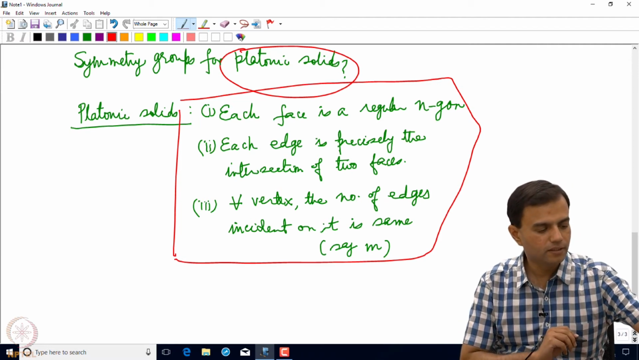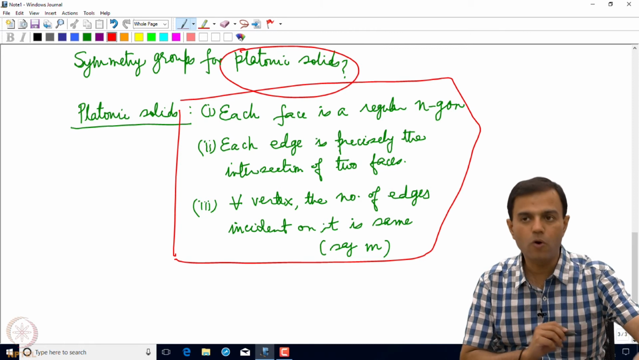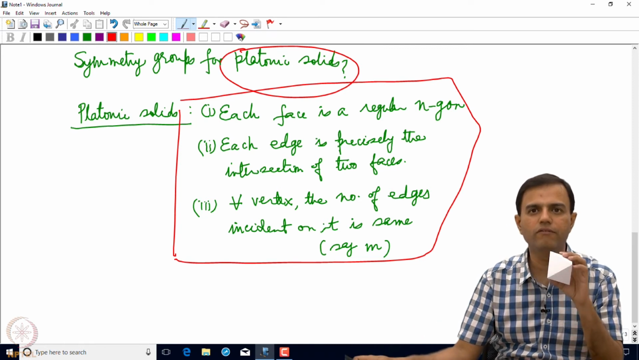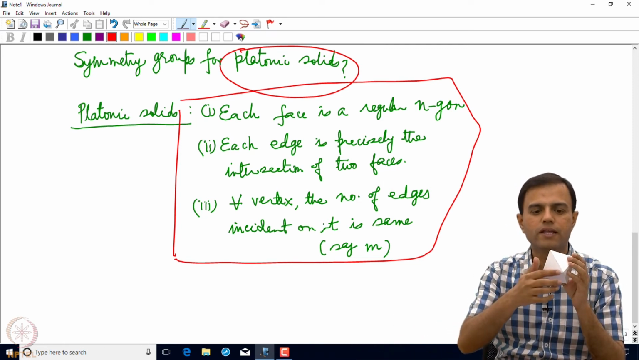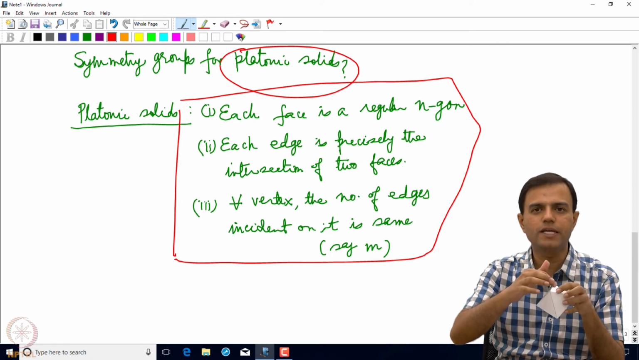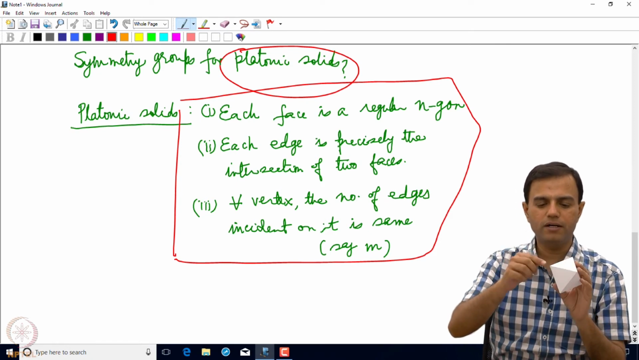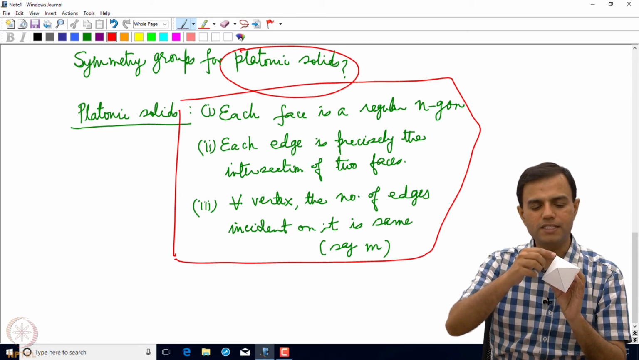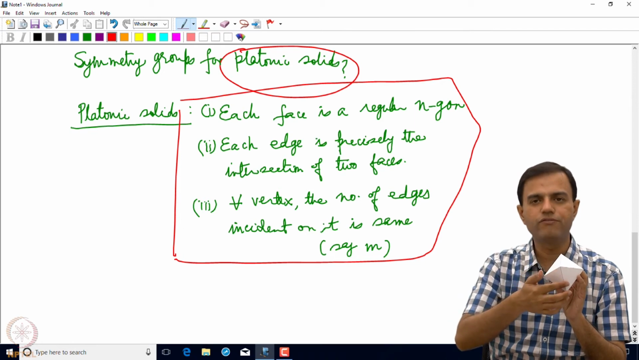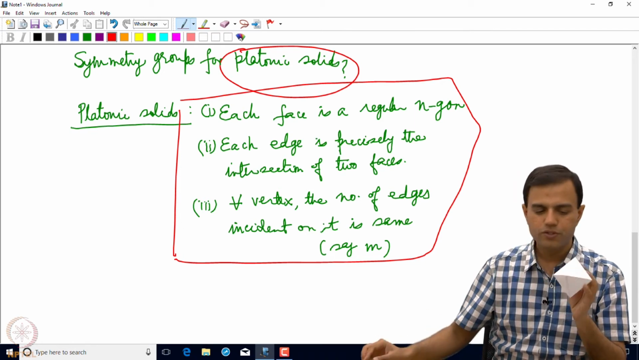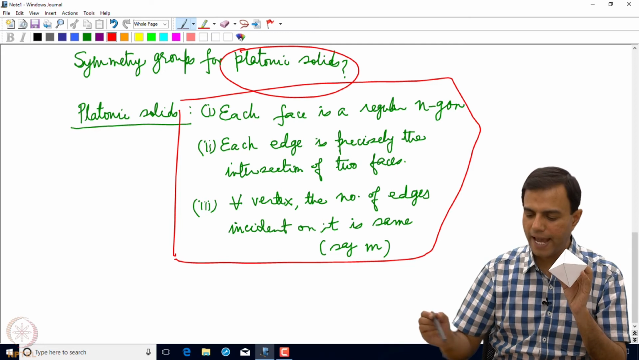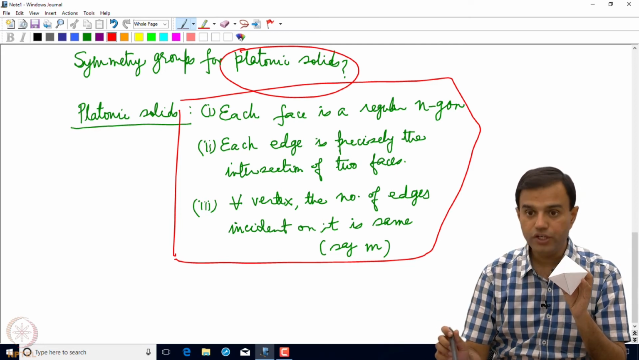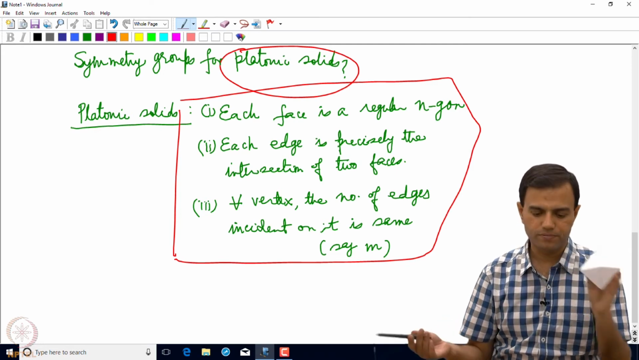Let me take some other, say this octahedron. In octahedron you have this triangle. So everywhere is the same triangle of the same size, and if I pick this thing, one vertex, now how many edges are incident on this? 1, 2, 3 and 4. Okay. So for octahedron n is 3 and m is 4.